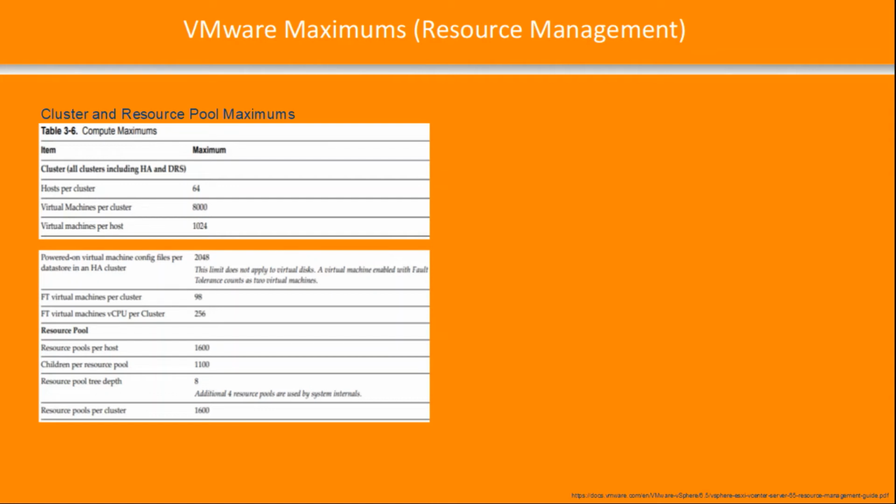The powered on virtual machines per datastore in an HA cluster supported number is 2048. Fault tolerant virtual machines per cluster is 98, and fault tolerant virtual machine vCPUs, or virtual CPUs per cluster, the maximum supported is 256. In terms of resource pools per host, a maximum of 1600 is supported. Children per resource pool is 1100, and resource pool tree depth is 8, and an additional 4 resource pools are used by system internals. Resource pools per cluster is 1600 supported.